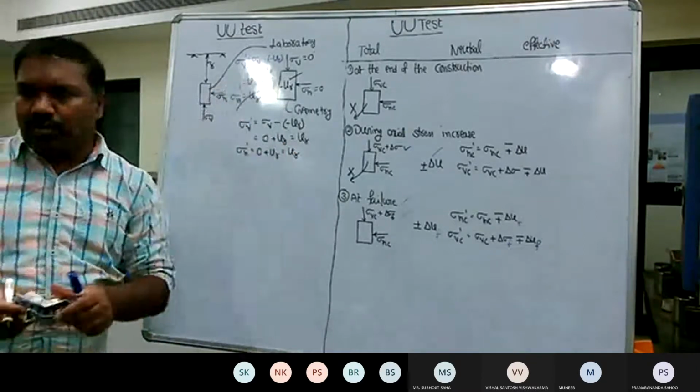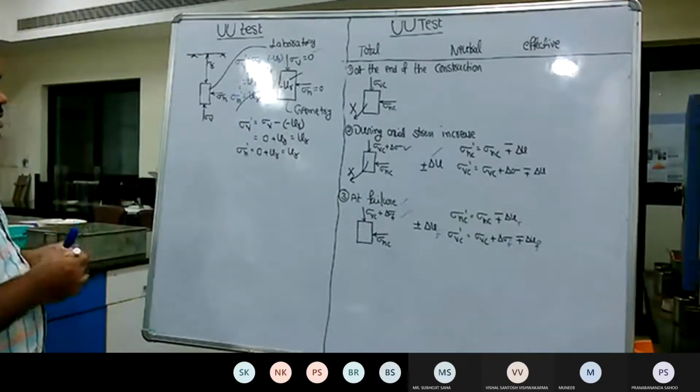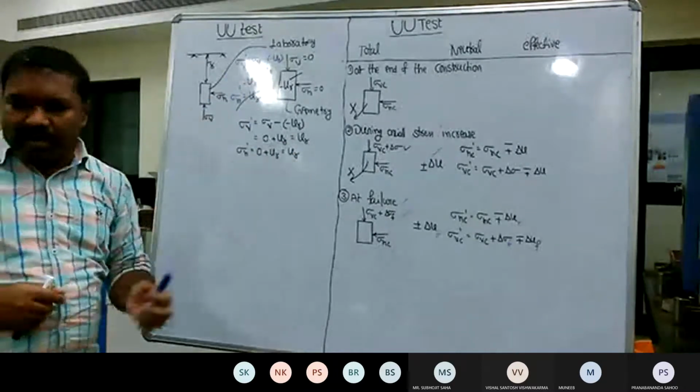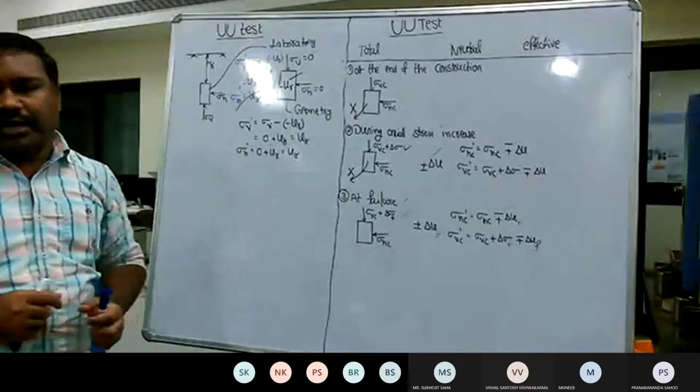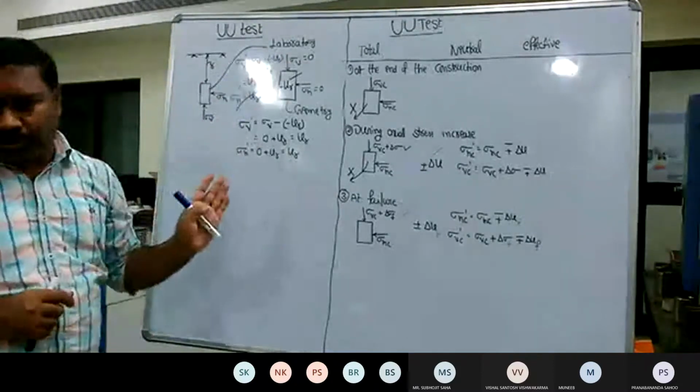Okay, so now you are able to understand. Whatever we are saying about the interparticle forces and the development of negative or positive pore water pressure, this is how they are able to withstand the soils. So this is what happens.